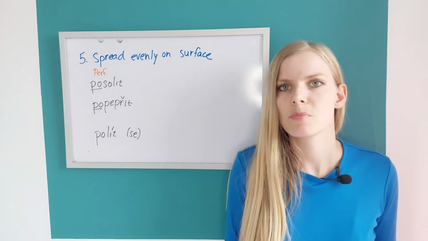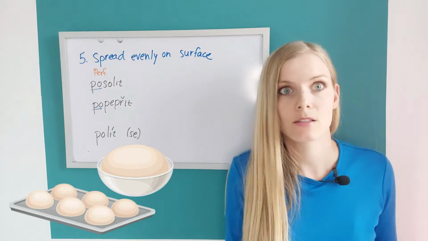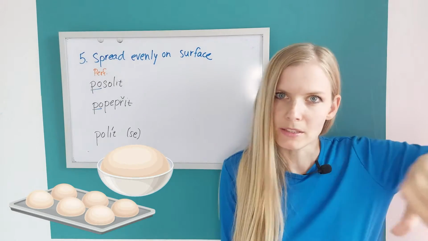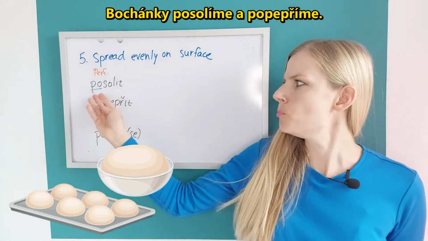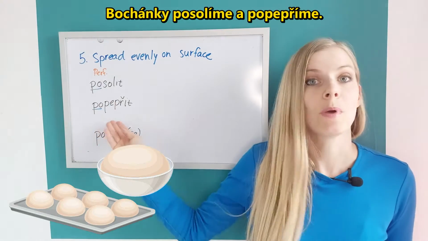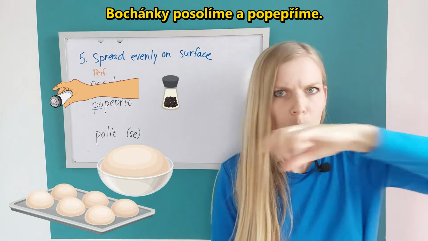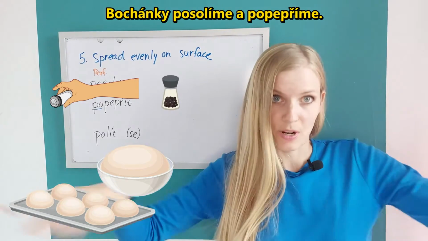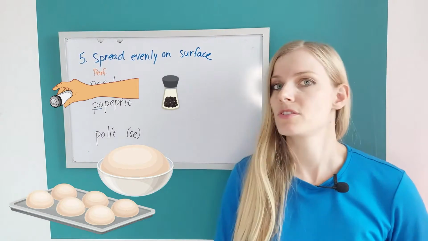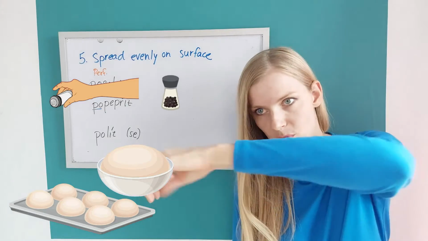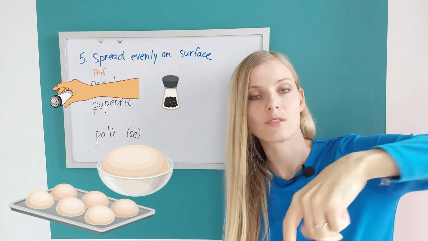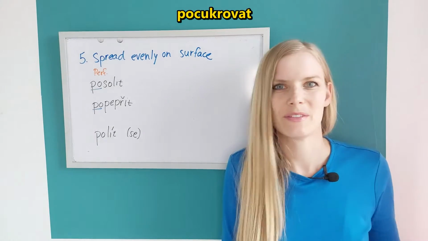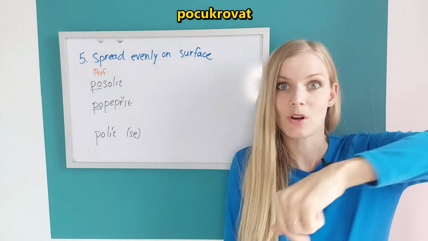Imagine you're reading a recipe about making buns, and towards the end of the recipe they say salt and pepper the buns. Bochánky. Posolíme a popepříme. Bochánky posolíme a popepříme. So po is spreading something evenly on the surface. Imagine you are putting the salt so that it's even, as well as the pepper. We could also have pocukrovat if it was a different recipe, to put sugar on top of it.